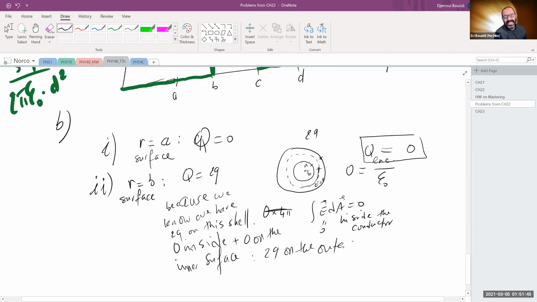Do you guys understand? This is basically the reasoning based on charge conservation. Since we must have 2Q somewhere, and we cannot have it inside because it's a conductor, and we cannot have it on the inner surface because of the constraint from Gauss's law for that region, the only place left is the outer surface. Make sense?